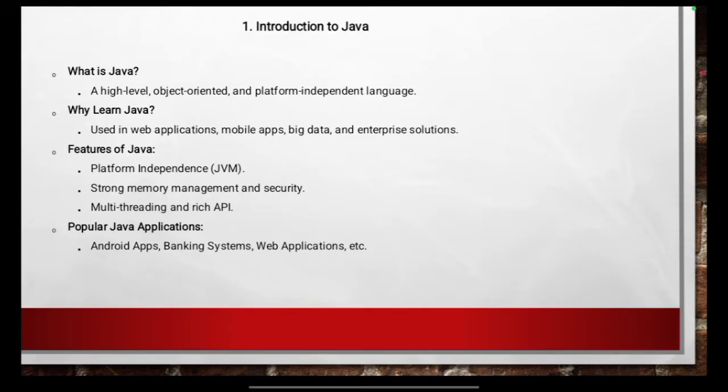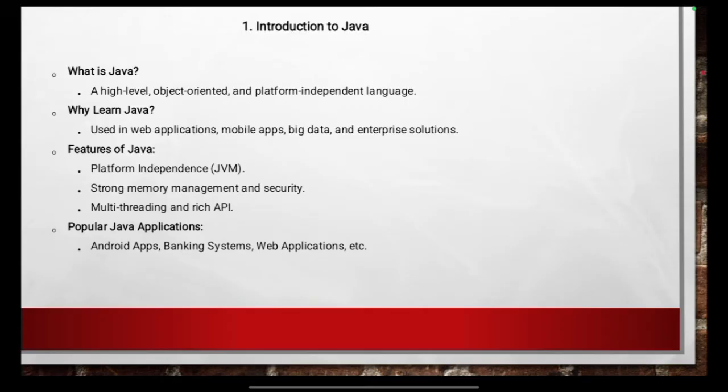Key features of Java. Platform independence. Java programs are compiled into bytecode which can be executed on any device that has a JVM. This feature makes Java extremely flexible and suitable for cross-platform development.